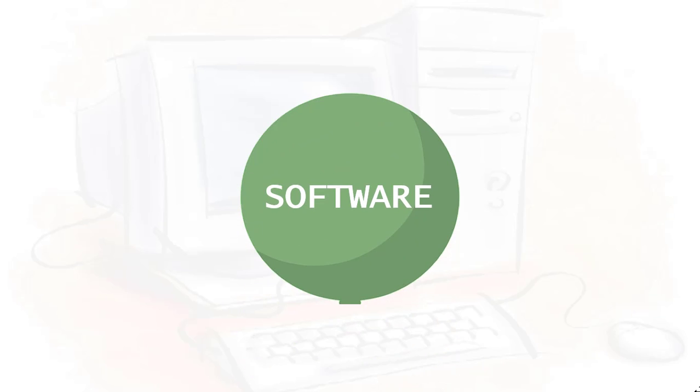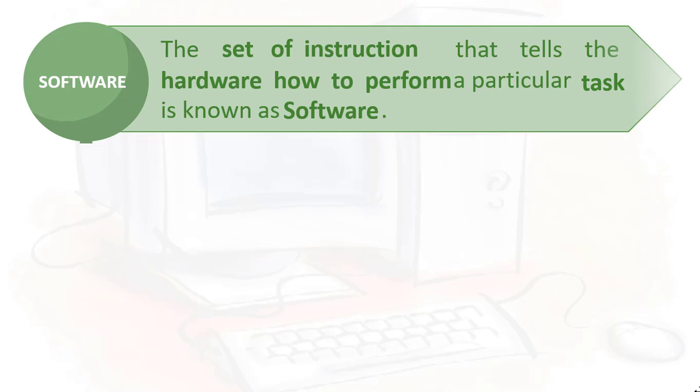let's take a look at software. The set of instructions that tells the hardware how to perform a particular task is known as software. Just as we feed instructions into the computer by using keyboard and mouse, some instructions are already given into the computer so that we can use it. Those instructions tell all the hardware, that means all the physical parts of the computer, what they have to perform. Let's take the example of the speaker, with whatever is playing on the monitor screen.